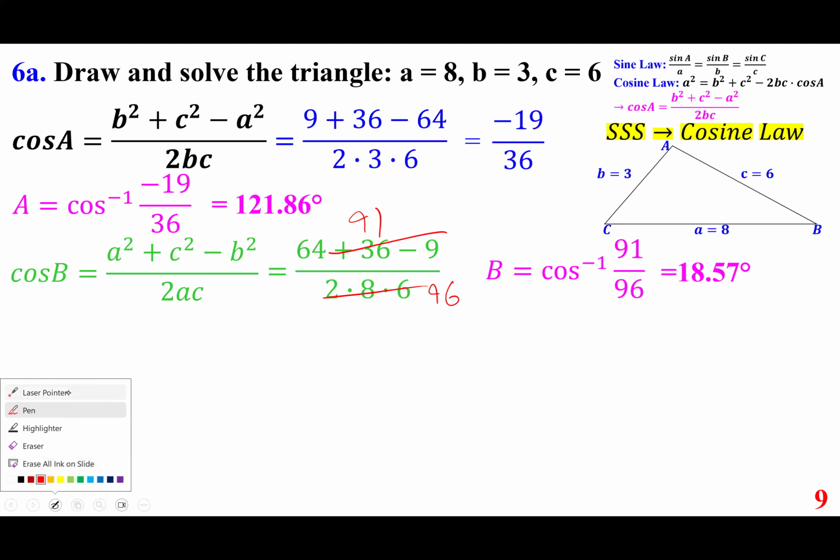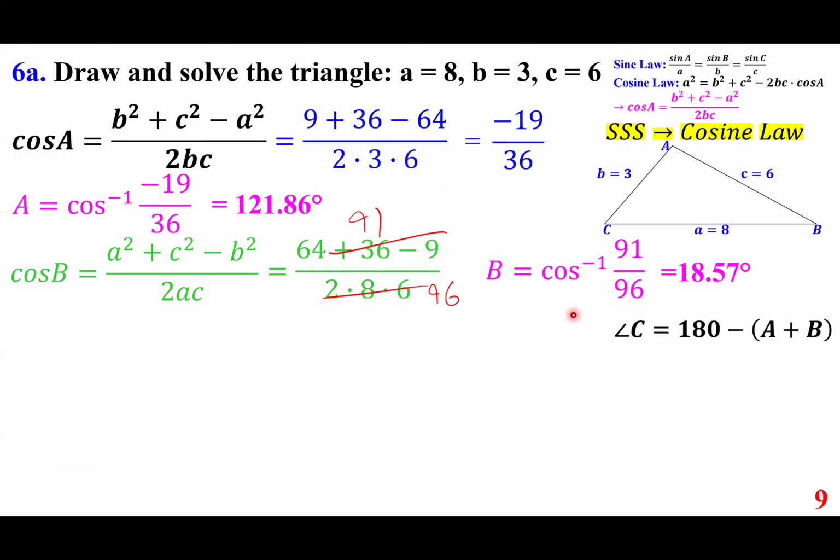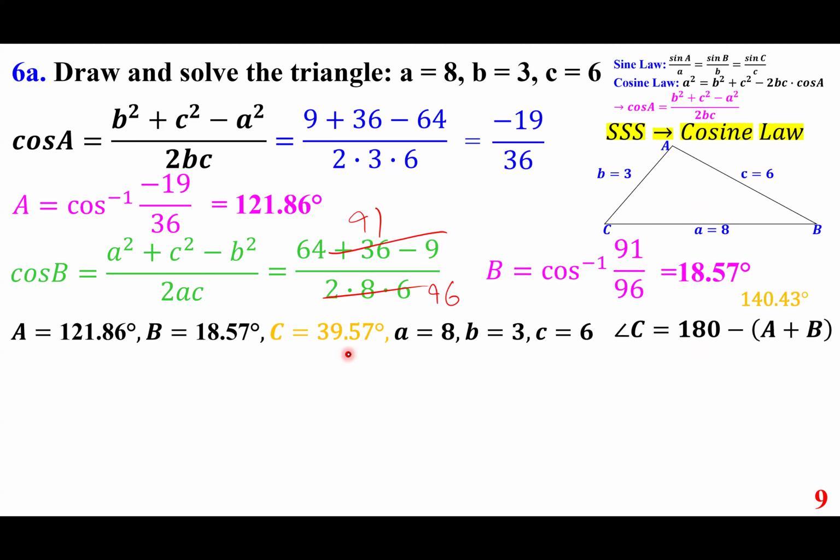So we got two angles. The third one, all we have to do is subtract the sum from 180. So we add these two, we get 140.43 subtracted from 180, and that gives us 39.57 degrees. We got all the sides. Now we have all the angles.